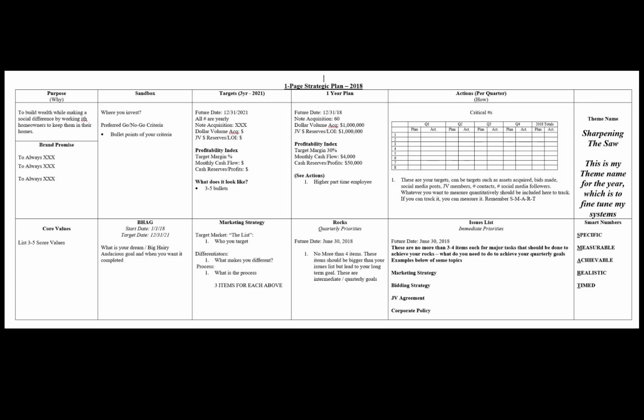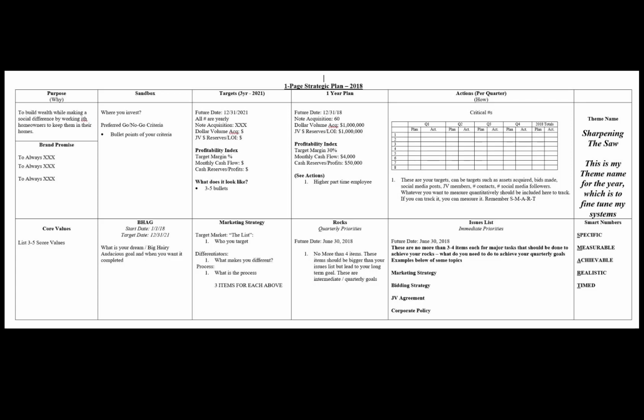And then the next 2 items I want to talk about are the issues list and rocks. And these go hand in hand. Your issues list is really, what are the 4 or 5 things you're working on right now that tie into your rocks, which are your quarterly priorities. These quarterly priorities or rocks, these are like bigger term things. You might be working on some type of bidding strategy or something to get to a goal.